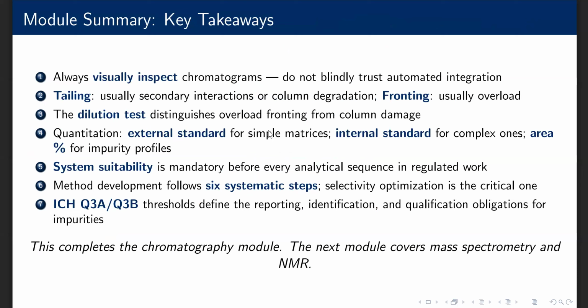Fifth, system suitability is non-negotiable. Sixth, method development is systematic, not trial and error. Seventh, ICH thresholds define your regulatory obligations for impurity reporting. This concludes the chromatography module.